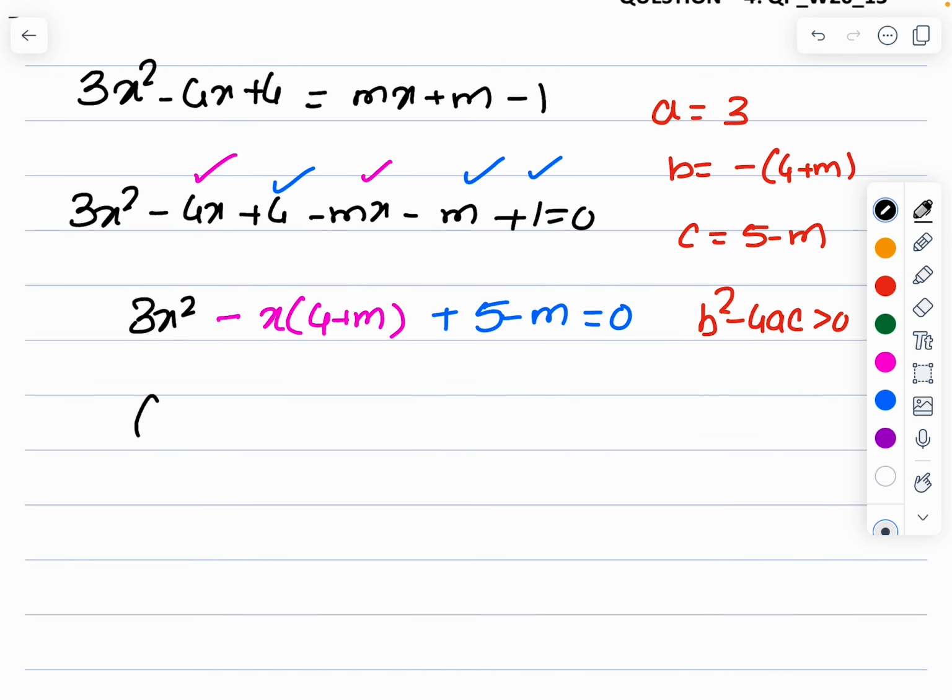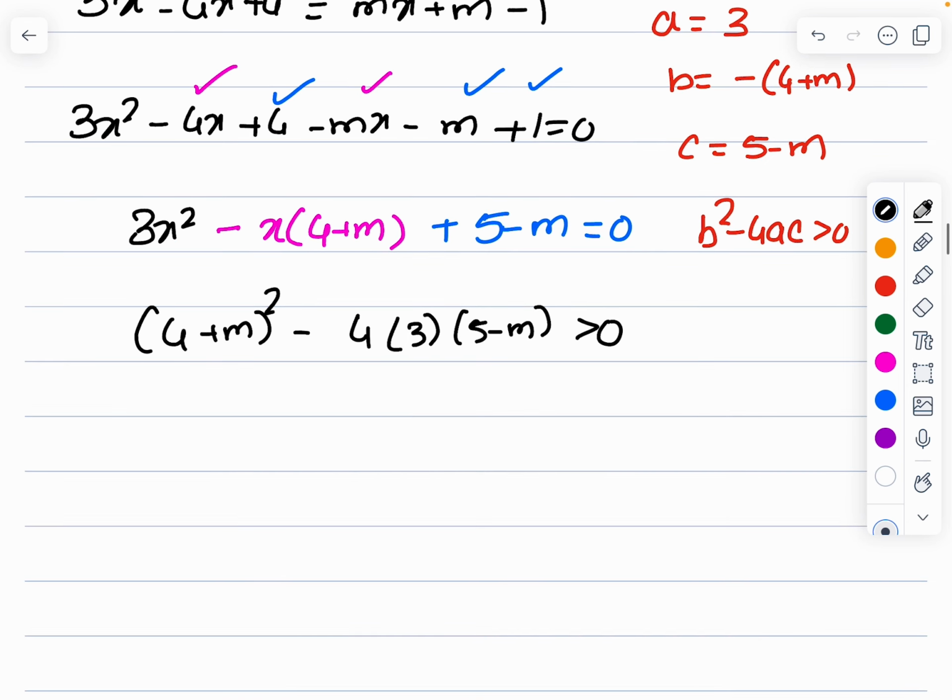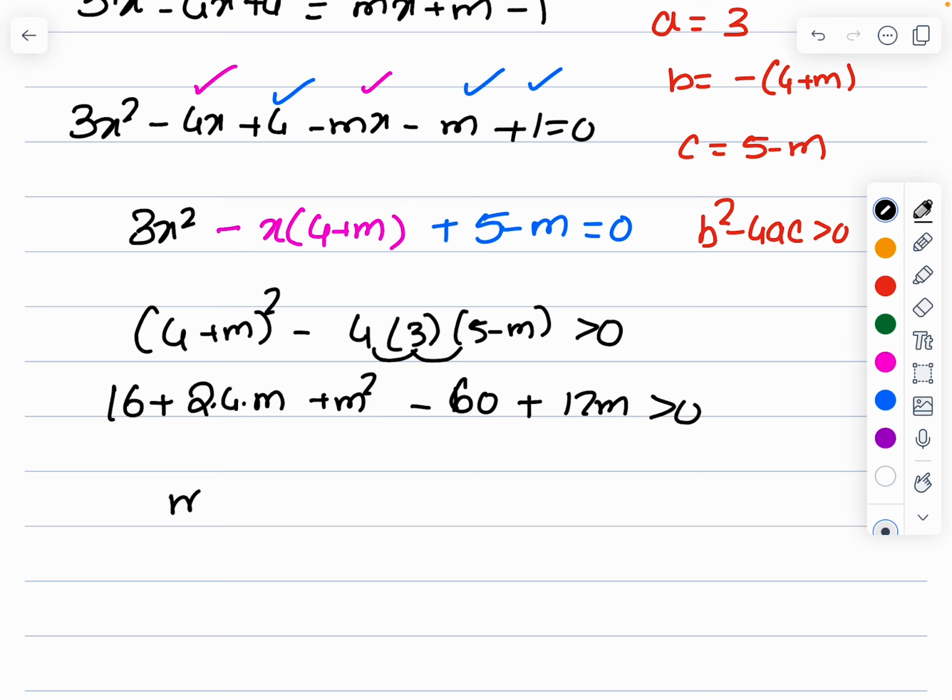So (4 + m)² − 4 times 3 times (5 − m) is greater than 0. So this is 16 + 8m + m² − 4 times 3 is 12, 12 times 5 is 60, plus 12m is greater than 0. So it becomes m², this is 8m and 12m, so it becomes 20m. And 16 − 60 becomes negative 44, is greater than 0.